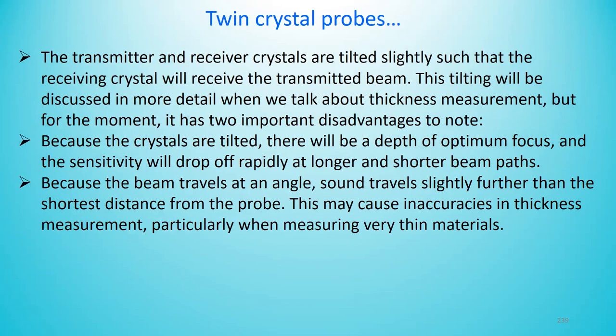The transmitter and receiver crystals are tilted slightly so that the receiving crystal will receive the transmitted beam. This tilting will be discussed in more detail when we talk about thickness measurement. Because the crystals are tilted, there will be a depth of optimum focus and the sensitivity will drop off rapidly at longer and shorter beam paths. Because the beam travels at an angle, sound travels slightly further than the shortest distance from the probe. This may cause inaccuracy in thickness measurement, particularly when measuring very thin materials.